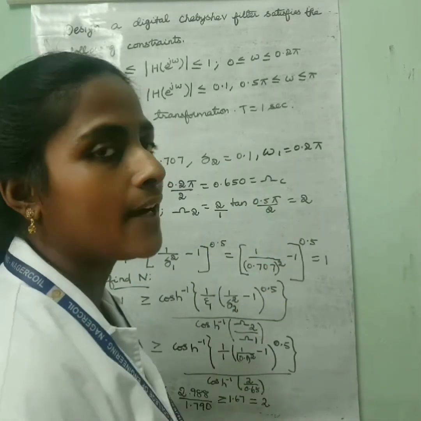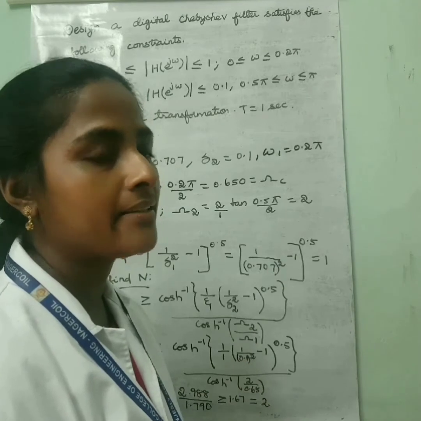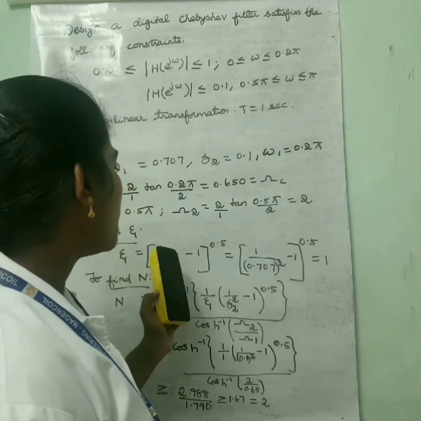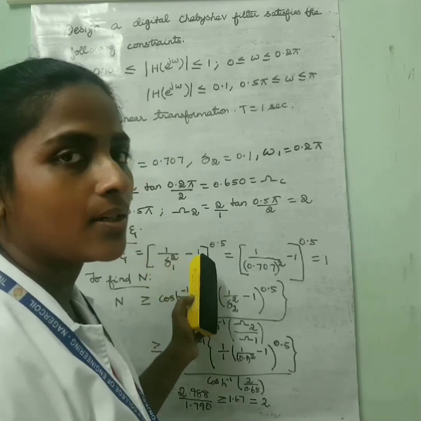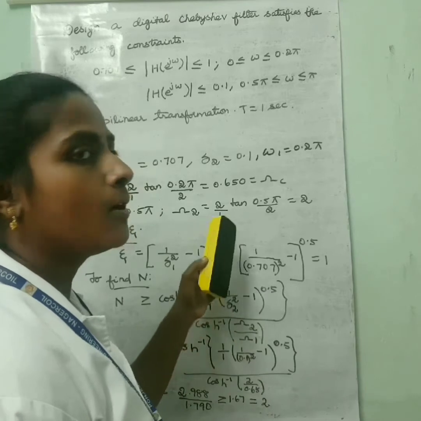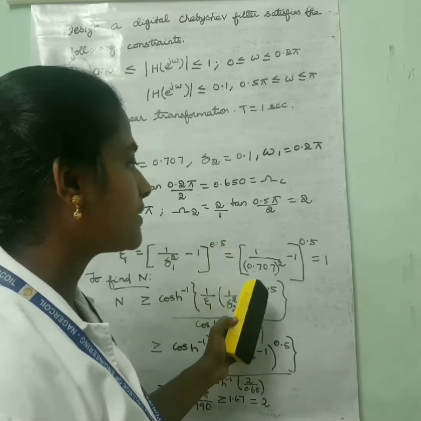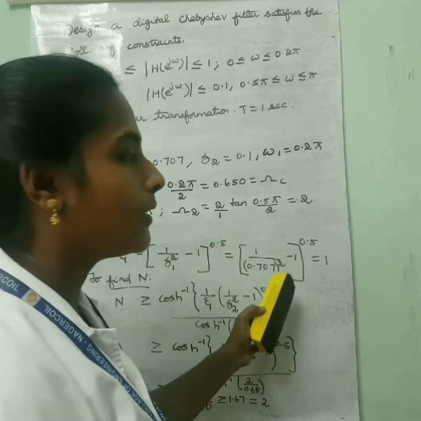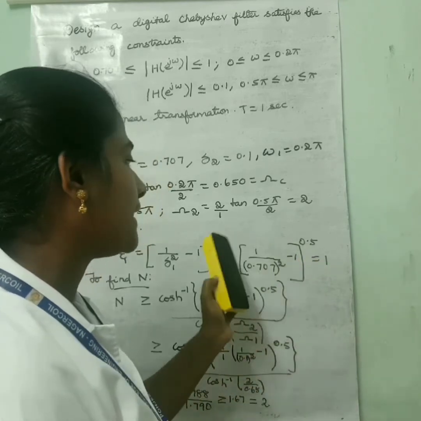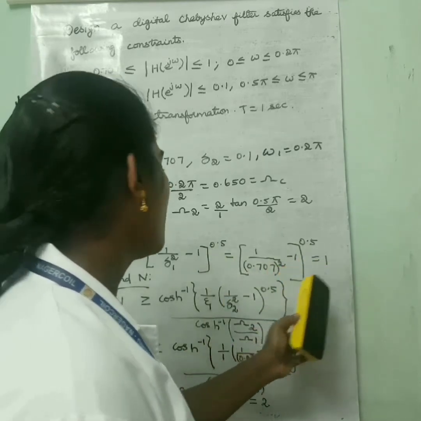Next we have to find the value of the constant, that is epsilon. The epsilon formula we know: 1 by del 1 square minus 1, the whole power 0.5. So 1 by del 1 square is 1 by 0.707 square minus 1, the whole power 0.5. The value is equal to 1. When you put it directly in the calculator you will get 1.